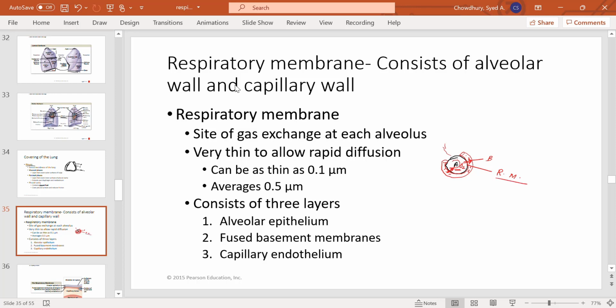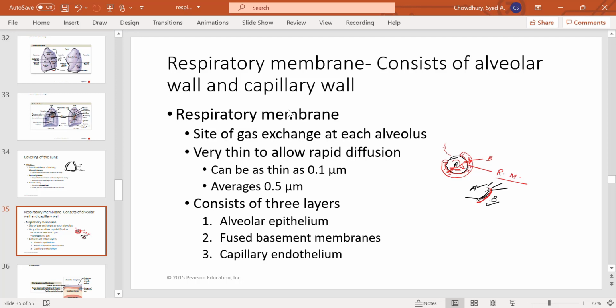Makes sense? So now if you look carefully, this membrane is formed by two layers. One is the capillary wall, right, and another is the alveolar wall. This is the alveolar wall, okay, the black one. So the capillary wall and the alveolar wall together, they are attached to each other, and you have the air here and blood here, right? So this is inside the capillary, this is inside the alveolus. So this is the respiratory membrane. So it is formed by the alveolar wall and the capillary wall.